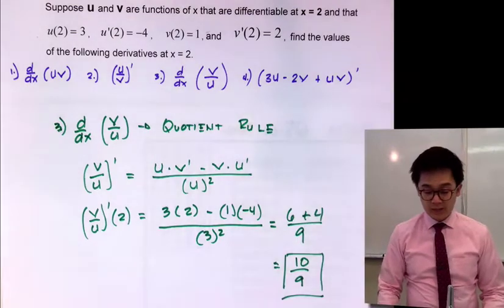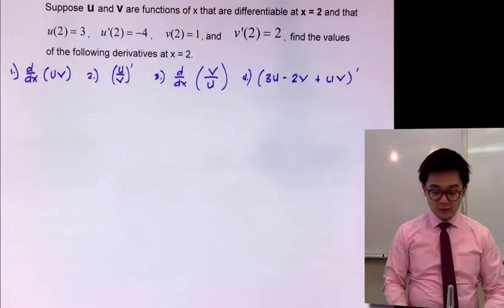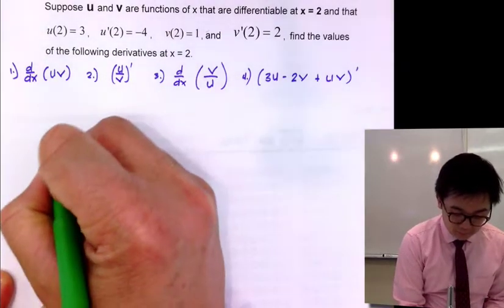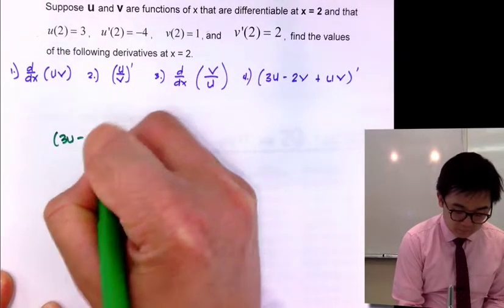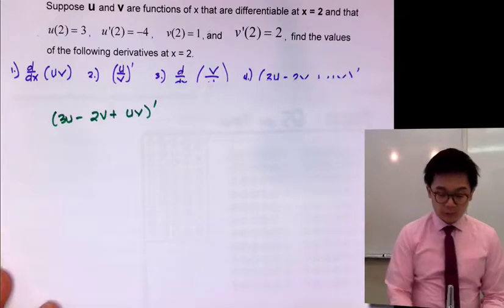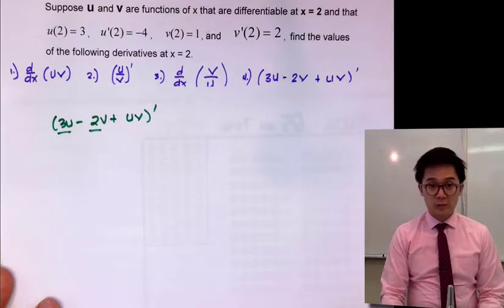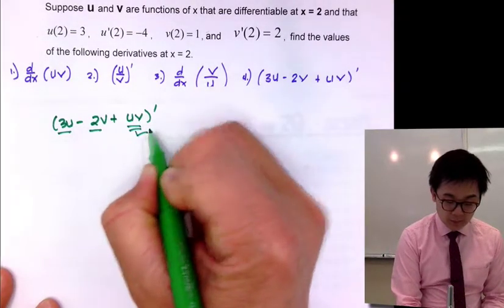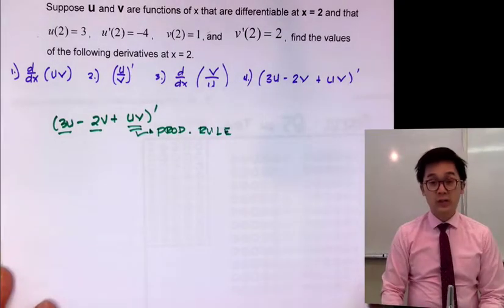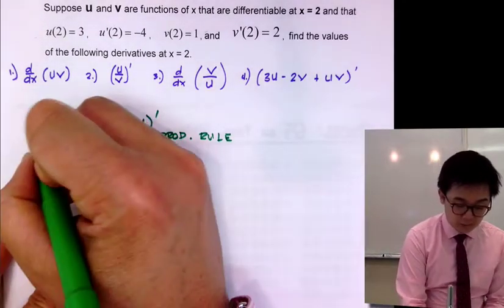And for the last problem, we have 3u minus 2v plus uv, and we're going to find its derivative using the derivative rules. So we have three functions here: 3u, 2v, plus uv, and we're going to take its derivative. Now, we know that the derivatives of the first two are just the derivative of u, which is u prime, and v prime, but for this one, we will be using the product rule to differentiate uv. So let's go ahead and take the derivative of this function, which is problem number 4.